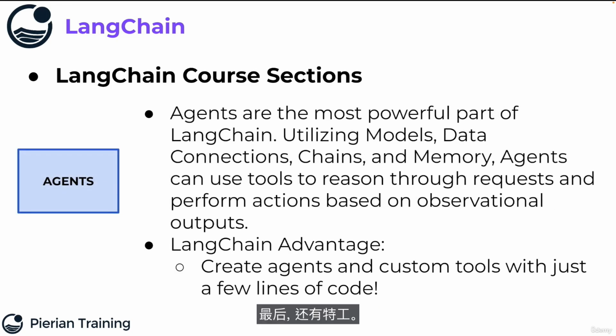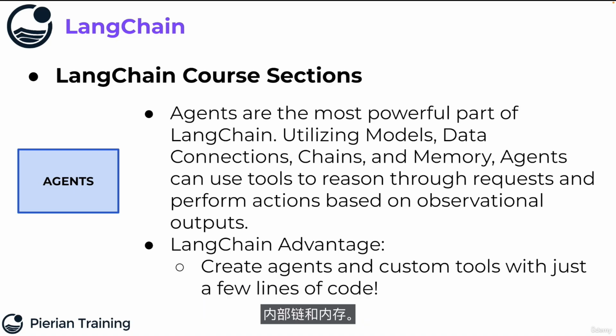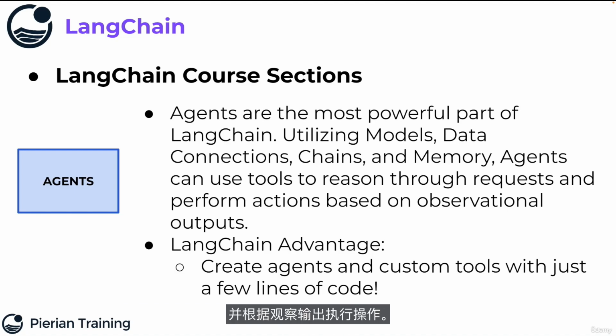And then finally, there are agents. Agents, of course, are the most powerful part of LangChain. They combine and utilize a lot of the other topics we already discussed, like models, data connections, internal chains, and memory. The real part that is amazing about agents is that they can use tools to reason through requests and perform actions based on observational outputs.